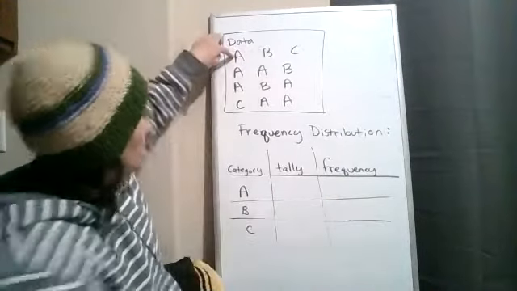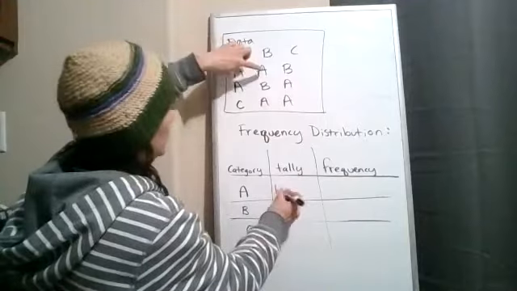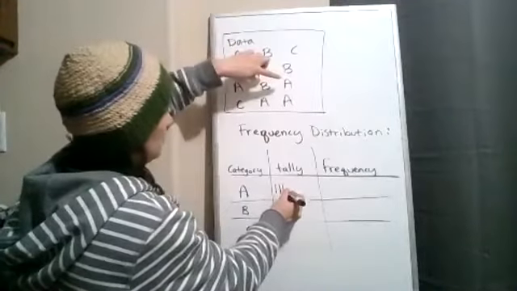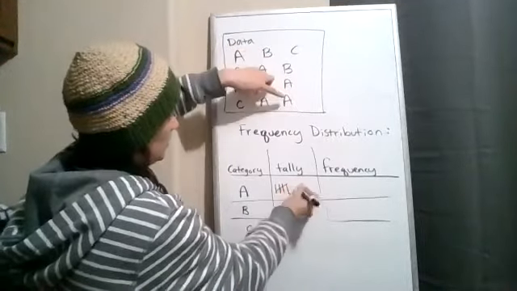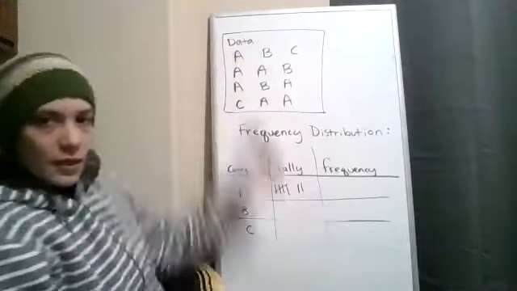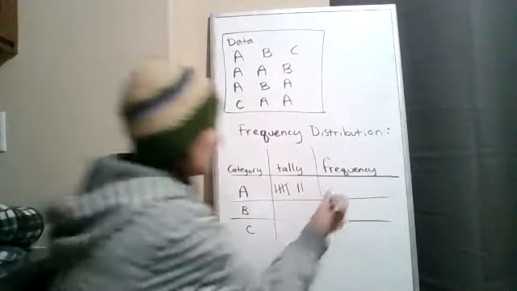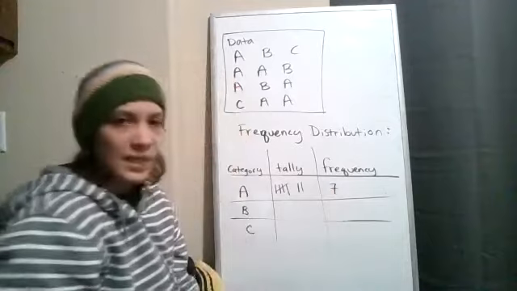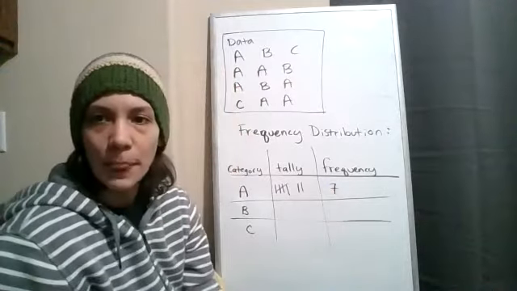So this is once, 1, 2, 1, 2, 1, 2. So I've got 7 as the number of occurrences for A.